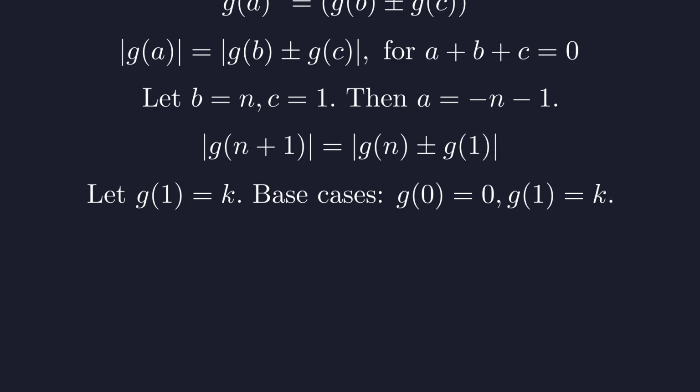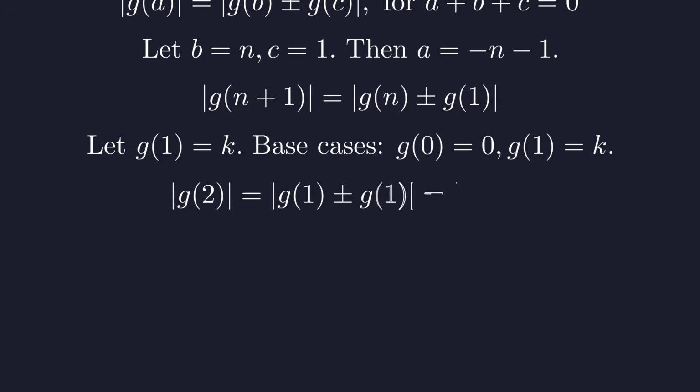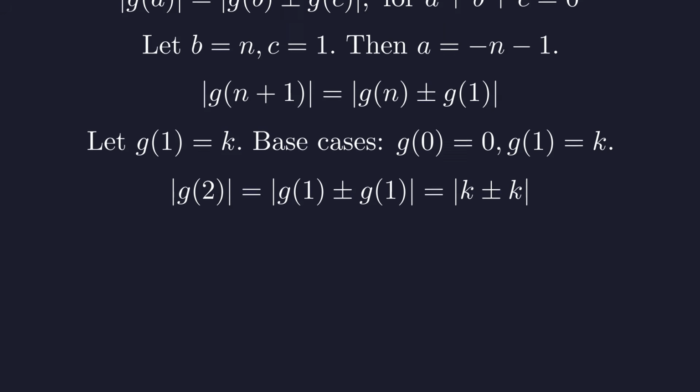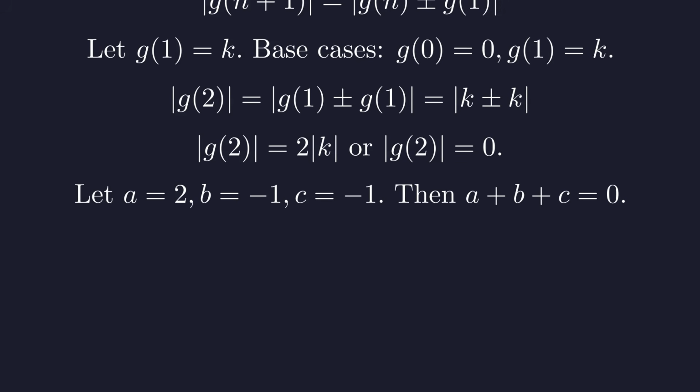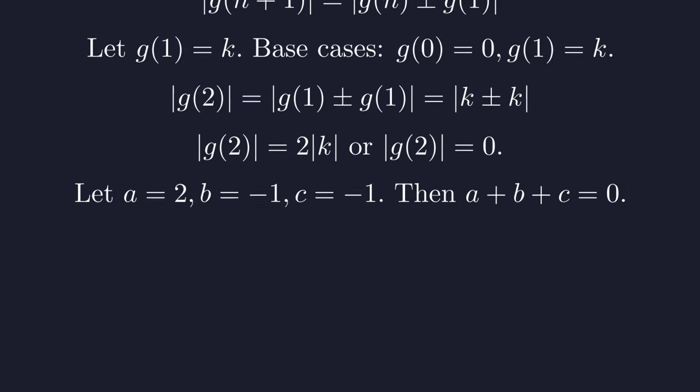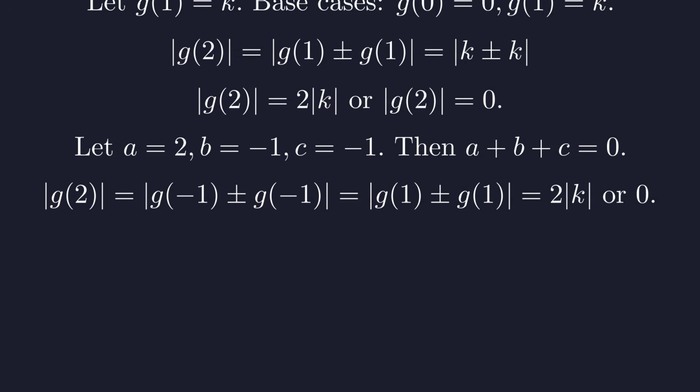Let's find the value of g of 2. For n equals 1, the absolute value of g of 2 is the absolute value of k plus or minus k. This means the absolute value of g of 2 is either 2 times the absolute value of k or 0. Let's use another combination to see if we can resolve this ambiguity. Let a be 2 and b and c be negative 1. Plugging this into our relation for g gives the same result and so does not yet resolve the ambiguity.